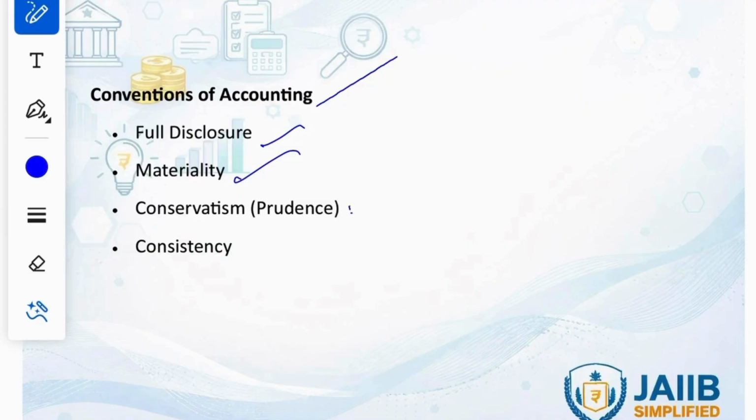Next, conservatism. This is a very important topic. Conservatism. The name itself indicates caution. When we are facing uncertainty, accountants should recognize potential losses immediately, but we realize gain only when they occur. Anticipate no profit but provide for all possible losses. This prevents overstating of financial health.